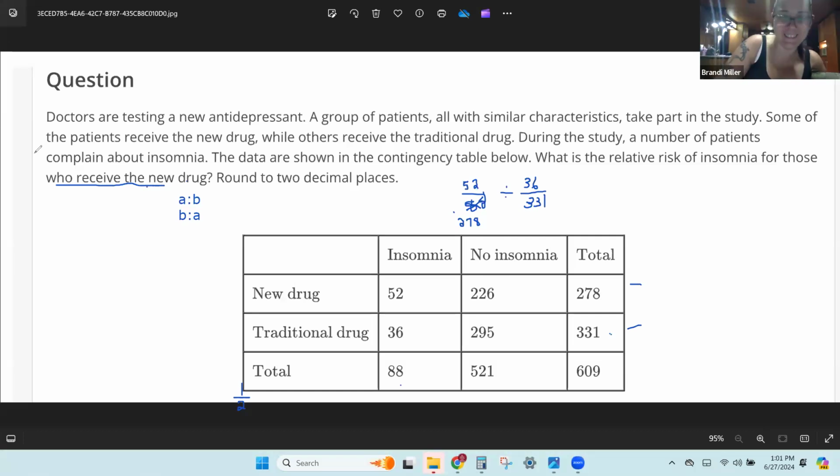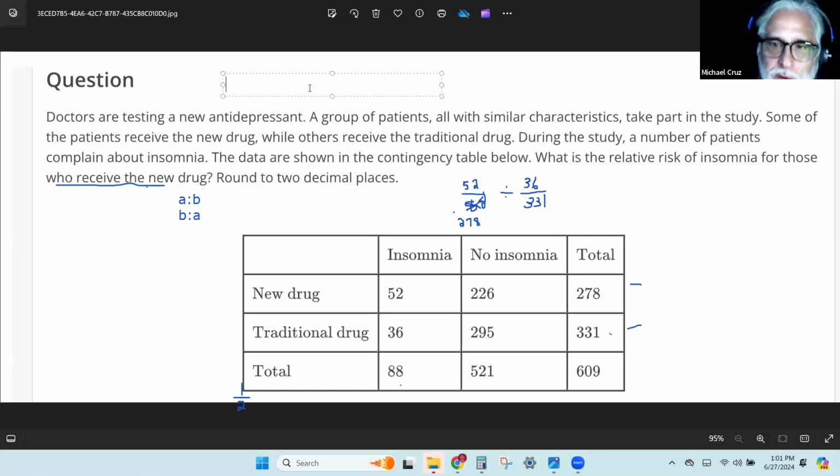Now just let me mention this while we've got it fresh in our mind. The odds risk does the same thing. It's just that you're comparing the odds. So I think for the new drug, it's going to be 52.